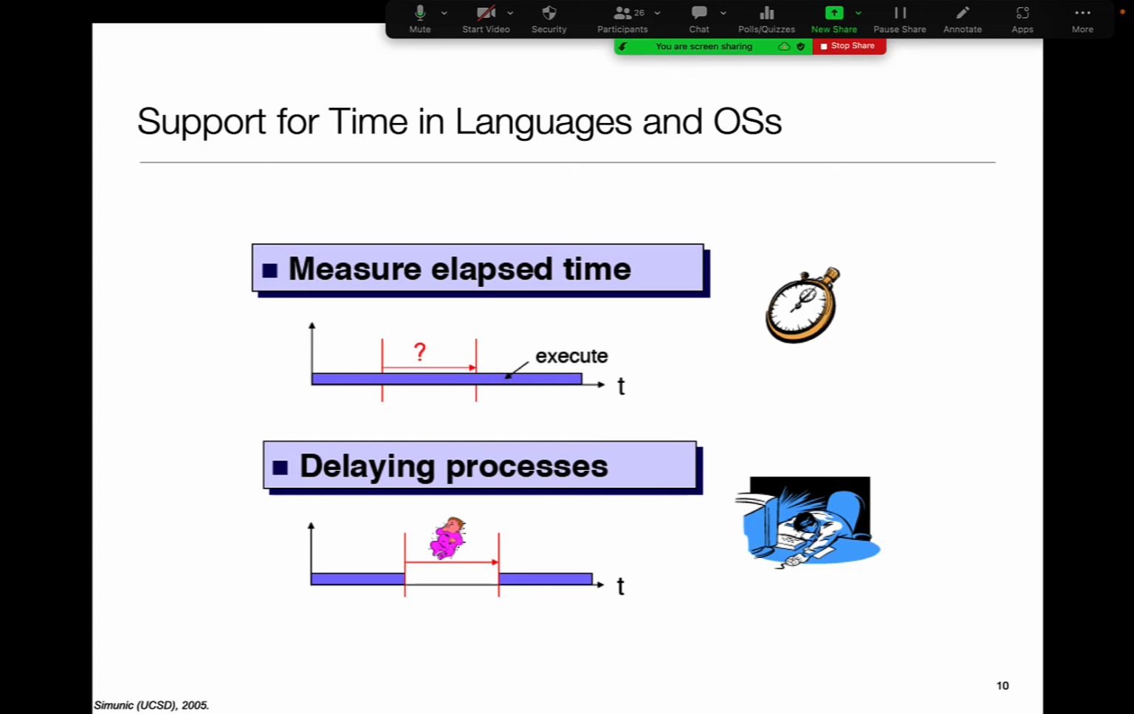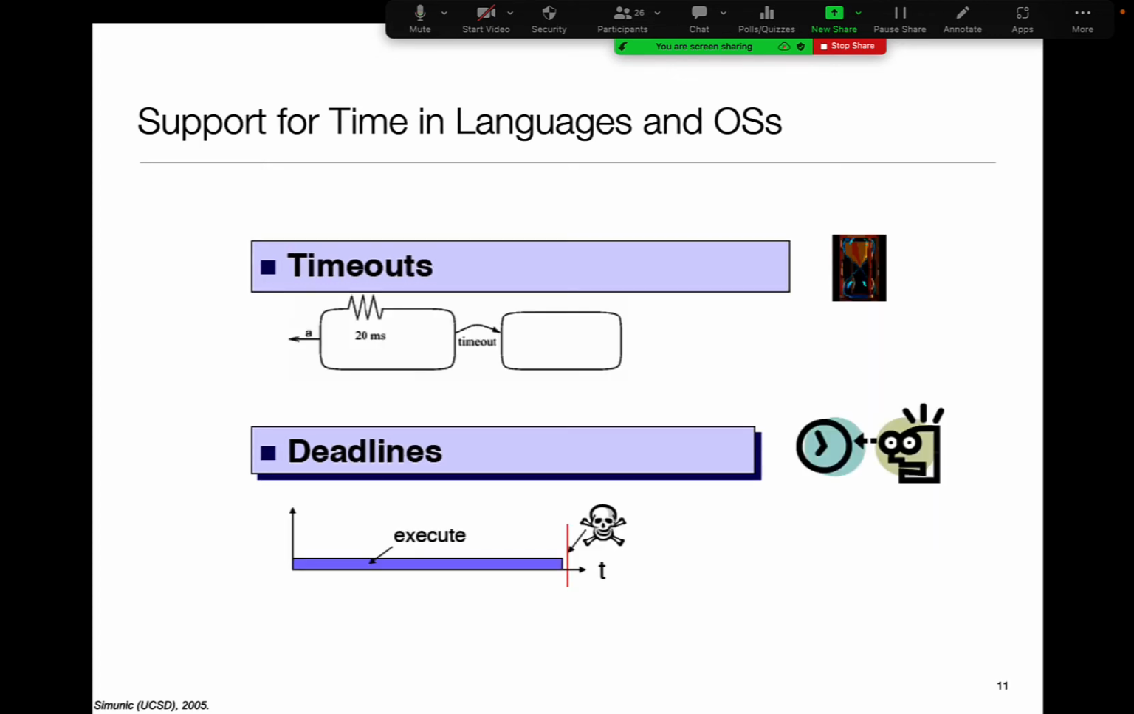So delaying a process is another thing that we want to do. Timeouts. So timeouts basically is, I made a request to some service, some operating system service, some remote service, right? But that service is going to take some time, but there is also a possibility that something bad happened and I never get back the answer. So I want to specify a max timeout. I'll say read from the radio, but don't wait for more than 1 second.